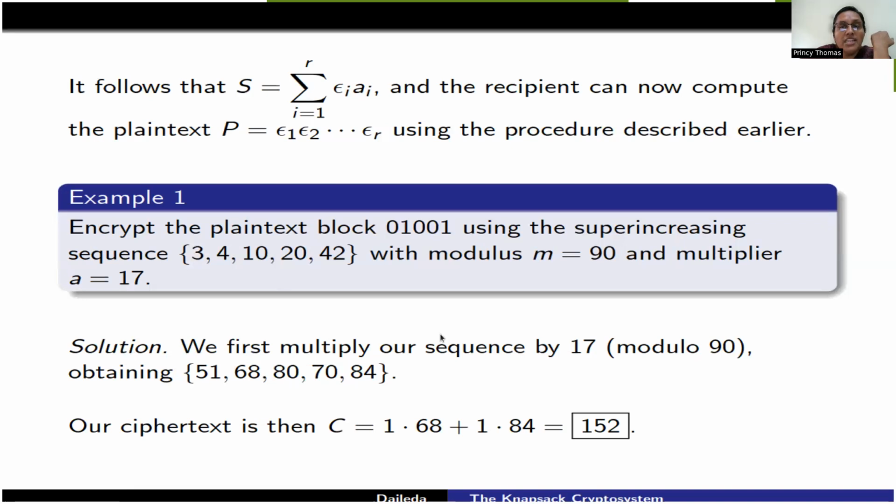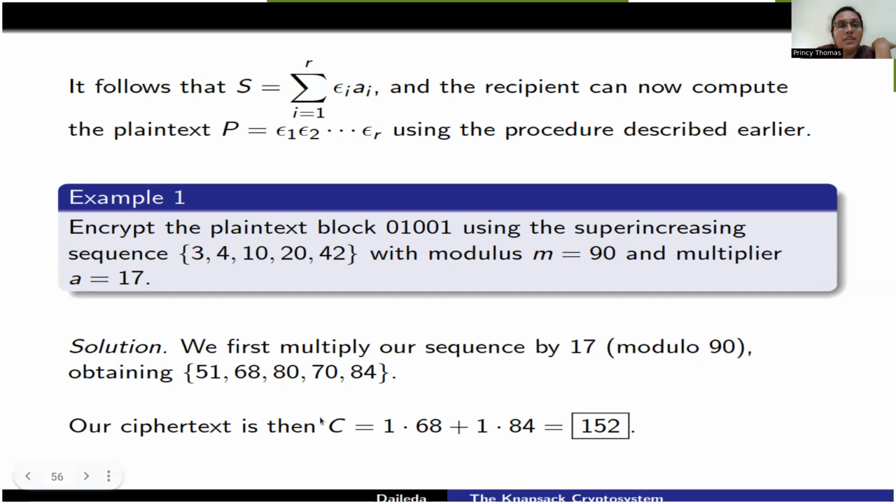So when you do 3 into 17 modulo 90, you get 51. Please check in your calculator. 4 into 17 modulo 90 is 68. Similarly for 10, 20 and 42, it will be 80, 70 and 84. Now this is the sequence that is used to create the ciphertext of this plain text. The second element is 1 and the last element is 1, so we have 68 plus 84, which is equal to 152. So this is the ciphertext.